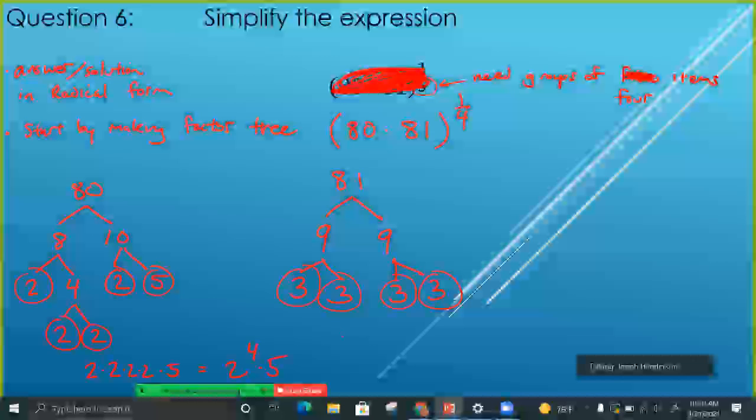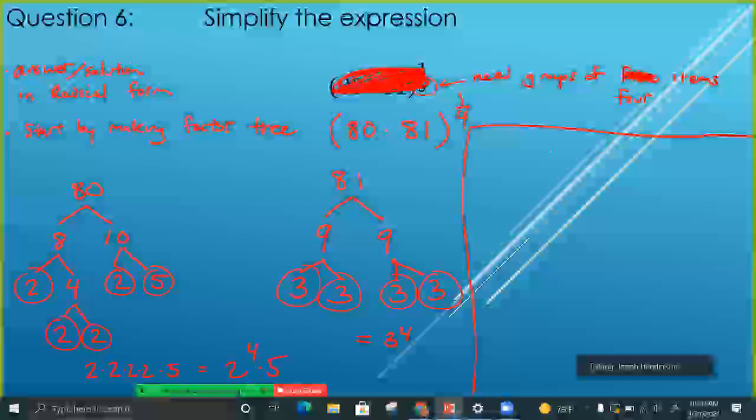And that is 3 to the 4th. So we did the hard work already, which is just breaking down 80 and 81. And now I'm going to substitute those back into the original problem. I'm going to box this off to kind of keep it all separated. And here's my work now.